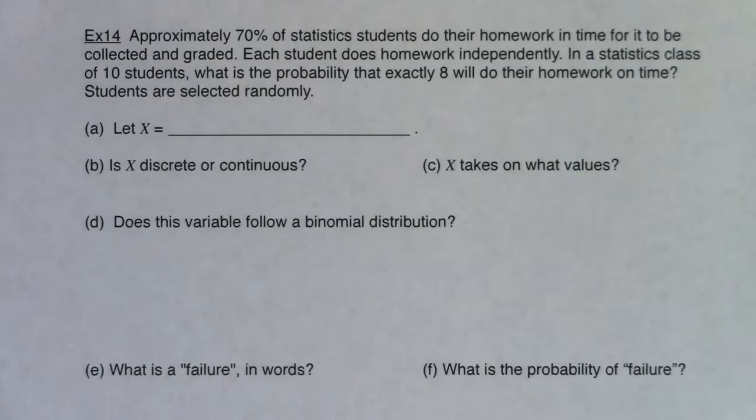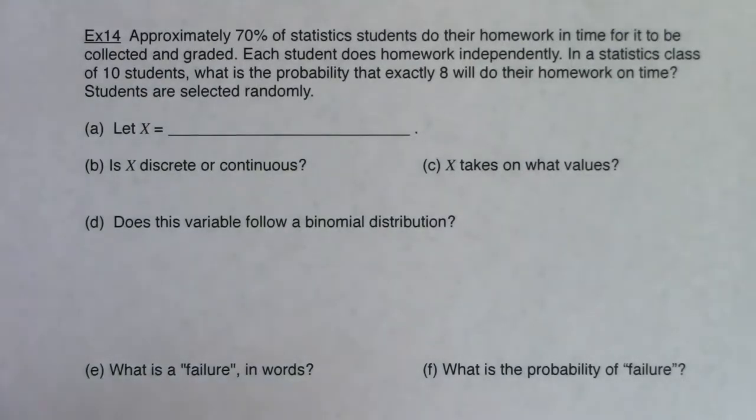Okay, approximately 70% of statistics students do their homework in time for it to be collected and graded. Each student does homework independently. In a statistics class of 10 students, what is the probability that exactly 8 will do their homework on time? Students are selected randomly.